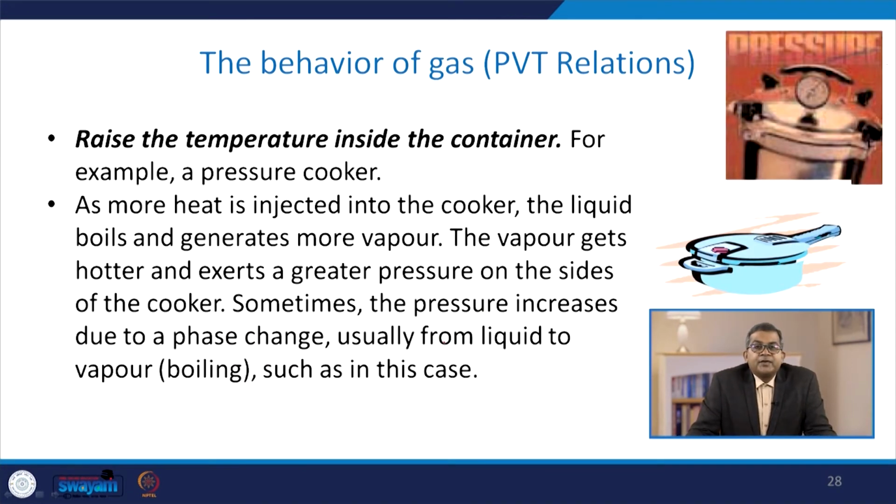Second is to raise the temperature inside the container. For example, a pressure cooker. As more heat is imparted into the cooker, the liquid boils and generates more vapor. The vapor gets hotter and exerts a greater pressure on the sides of the cooker, and sometimes the pressure increases due to a phase change, usually from liquid to vapor by boiling, such as in this particular case.